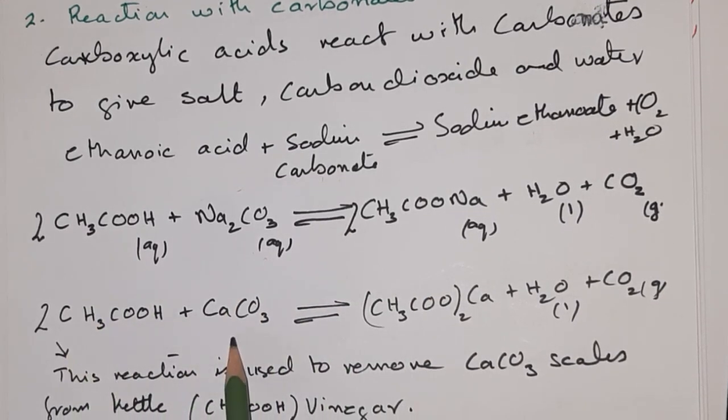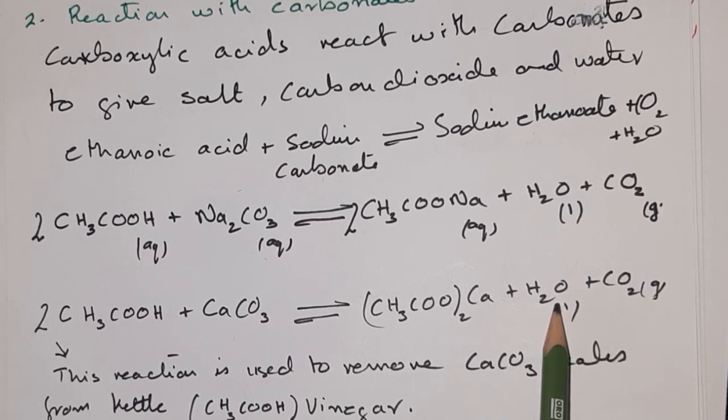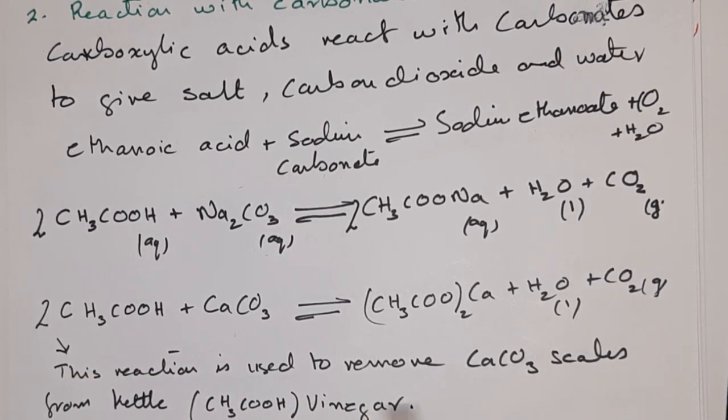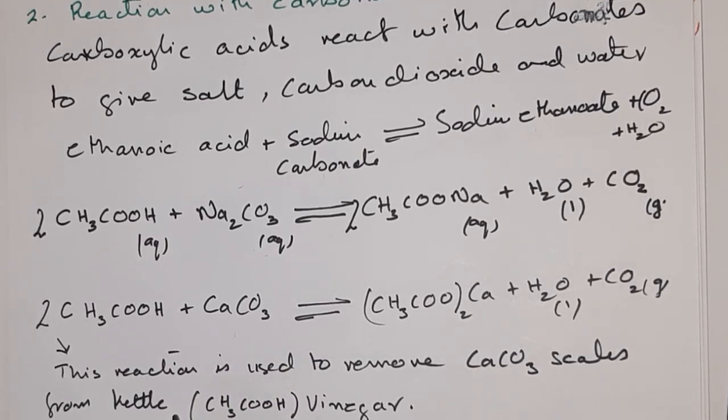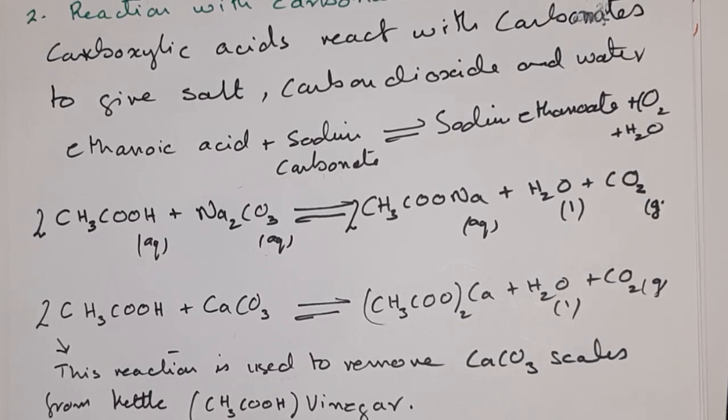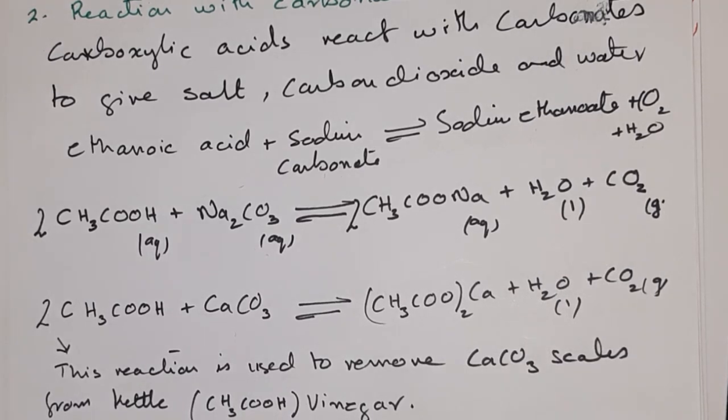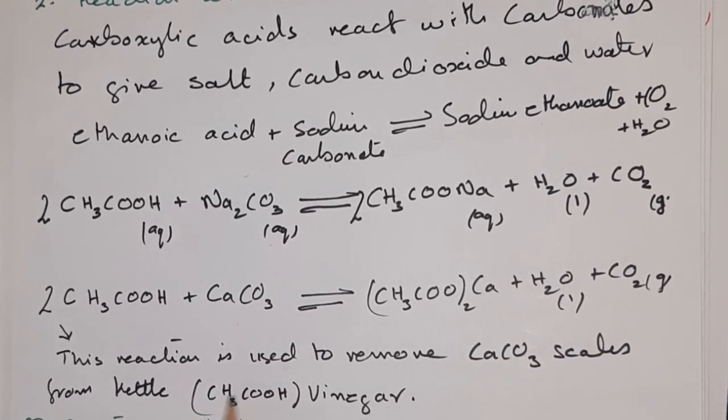This is ethanoic acid with calcium carbonate. This forms calcium ethanoate, water plus carbon dioxide. This reaction is used to remove calcium carbonate scales from a kettle and from any other thing where there are deposits of calcium carbonate scales. And this I have written, acetic acid is vinegar.